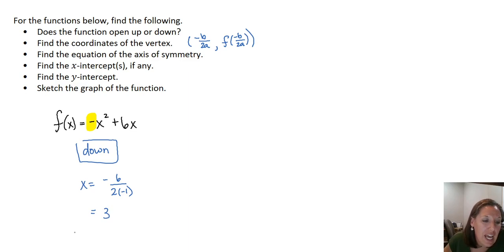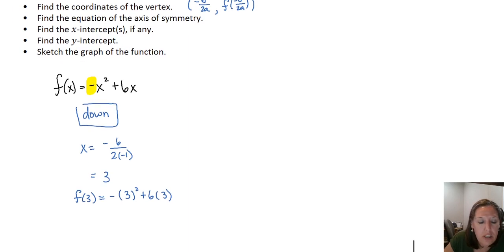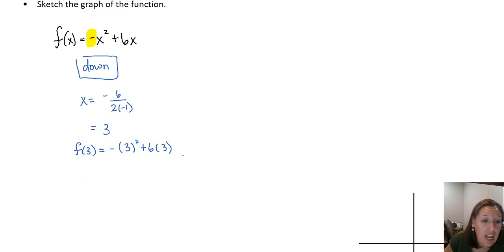Now we're going to take that x and plug it in to find the corresponding y value. And so we get negative 3 squared plus 6 times 3. Negative 3 squared is going to be a negative 9. Plus 6 times 3 is 18. That's going to give us a coordinate of 3, 9 as our vertex.